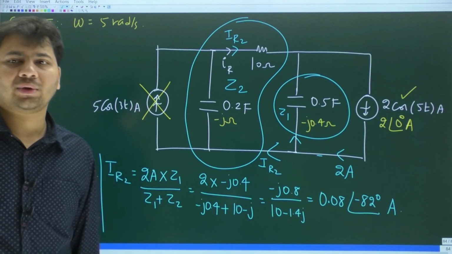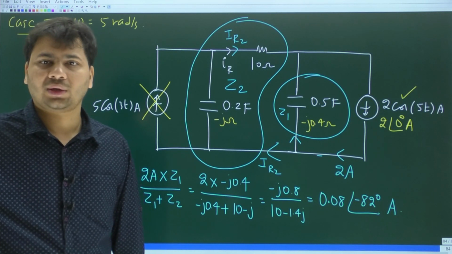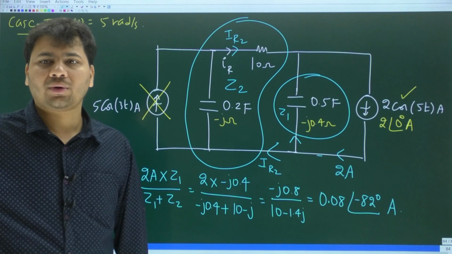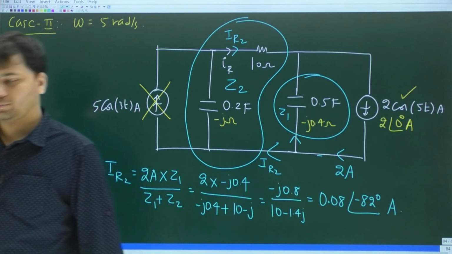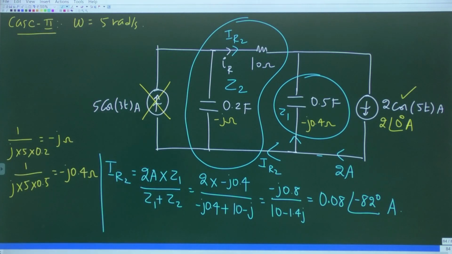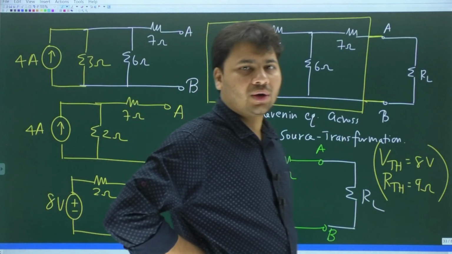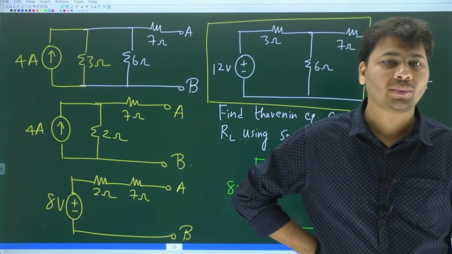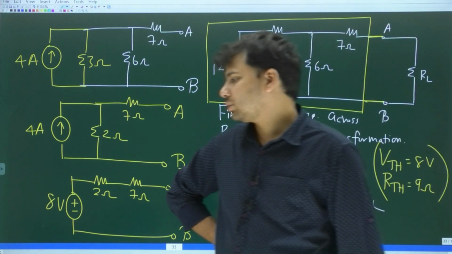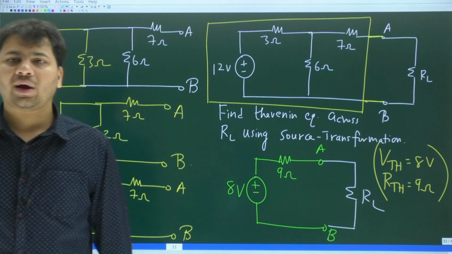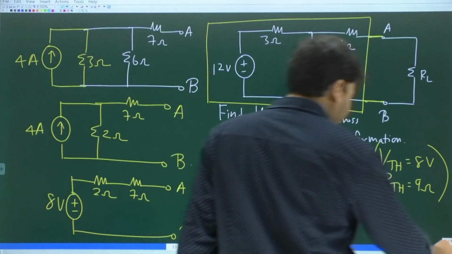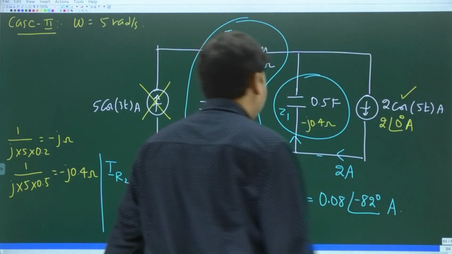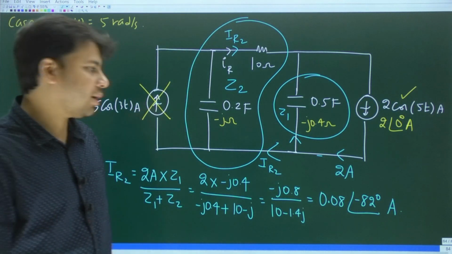Please say yes or no. Superposition means that in the end we should add the two results. Yes or no? IR1 and IR2. Very good. We cannot add. We should not add the two phasors IR1 and IR2 because both are not at the same frequency. If you recall, I told you that you can add or subtract two phasors only if both the phasors are at the same frequency. So definitely you cannot add IR1 and IR2.